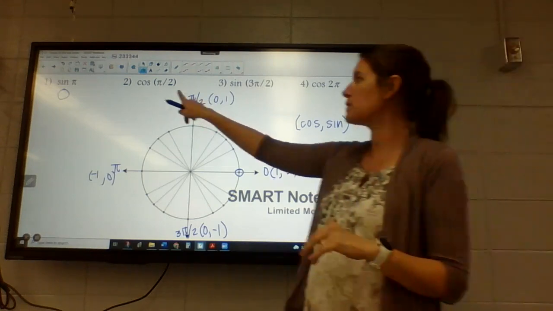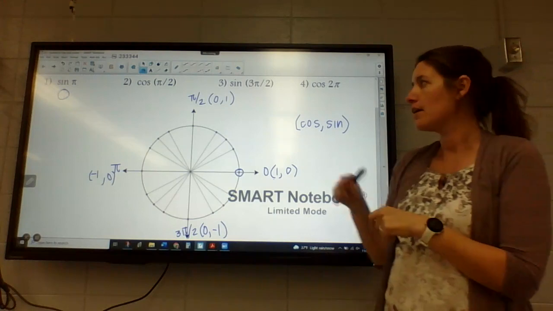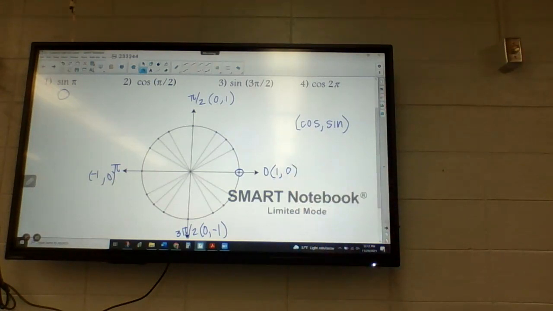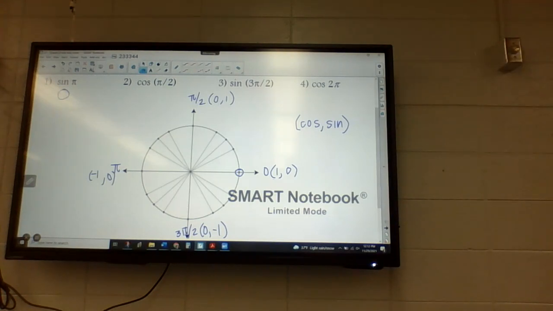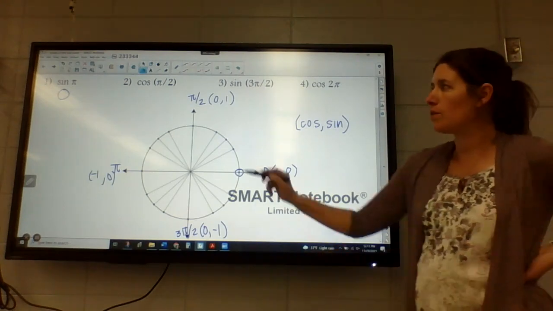So I'm asking you then the cosine of pi over 2, the sine of 3 pi over 2, the cosine of 2 pi. All of those values should be either 0, 1, or negative 1. Hopefully we'll be able to fill the rest of those in in a second. I'll give you a minute to try those, because we're going to be dealing with these angle measures specifically today to help us understand the graphing.